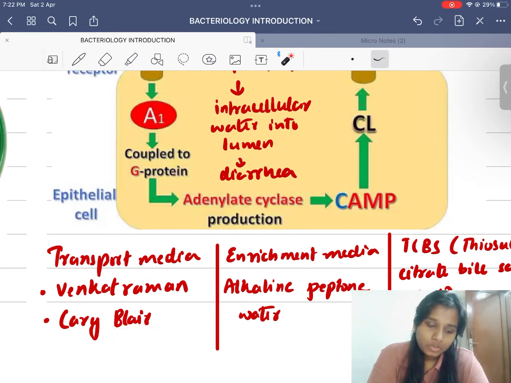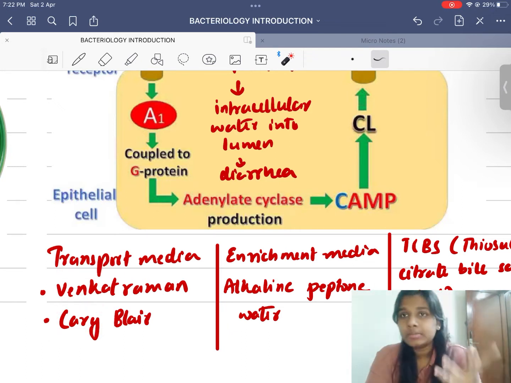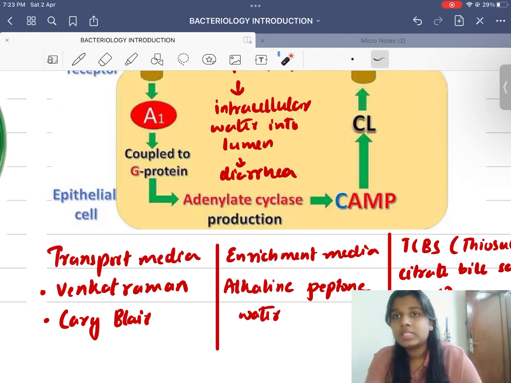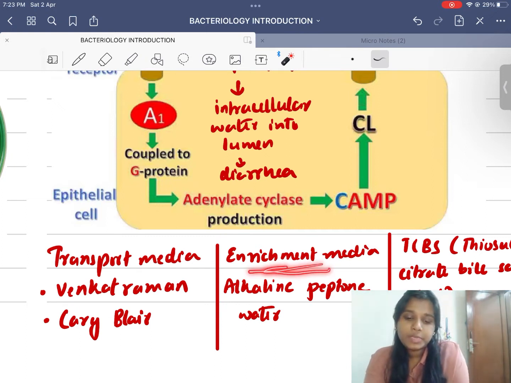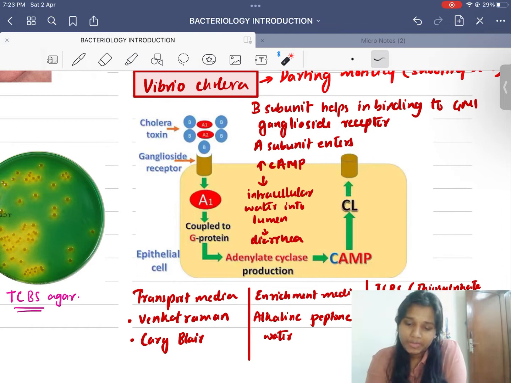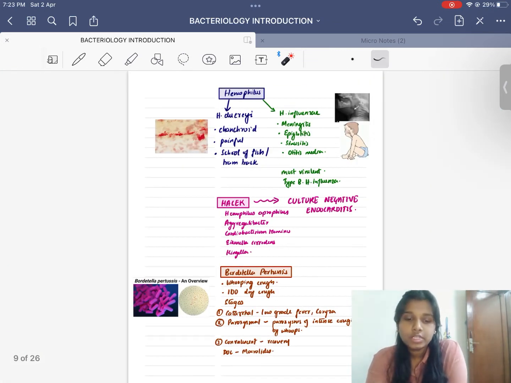Okay, Blair. So these both are transport media for Vibrio. So transport media, you can remember carrying something is transporting it. So Carry Blair is a transport media. You have enrichment media, alkaline peptone water, and then the main thing for cholera, try to remember this, TCBS: thiosulfate citrate bile salt sucrose agar.